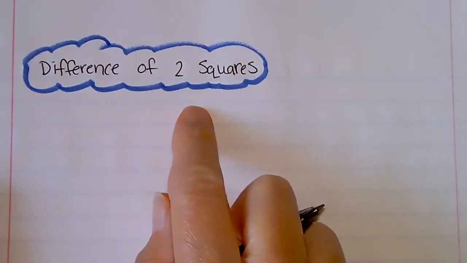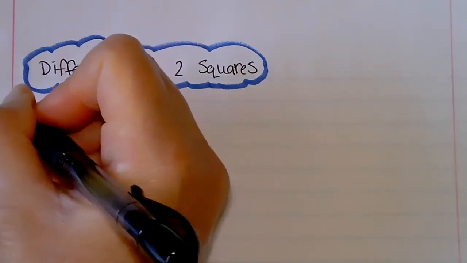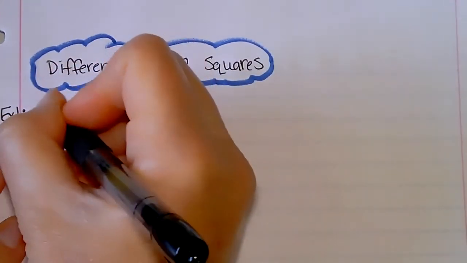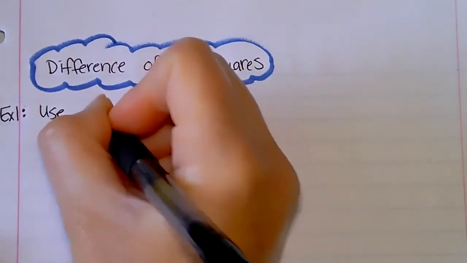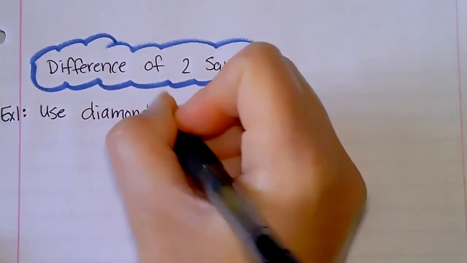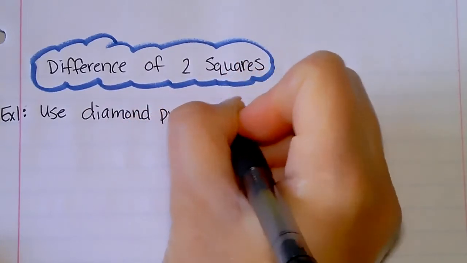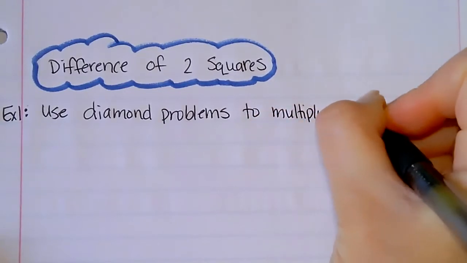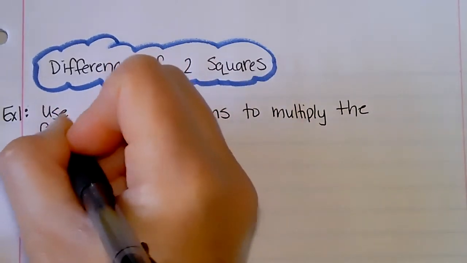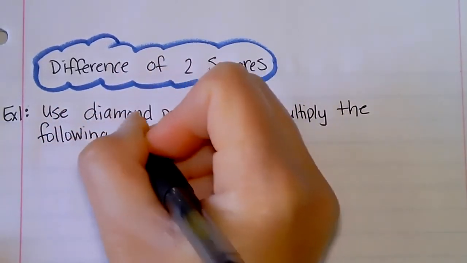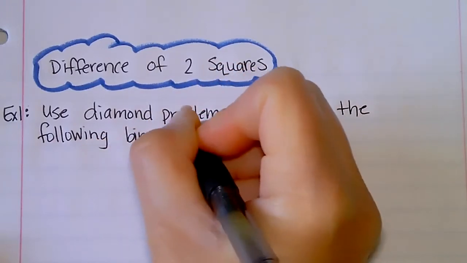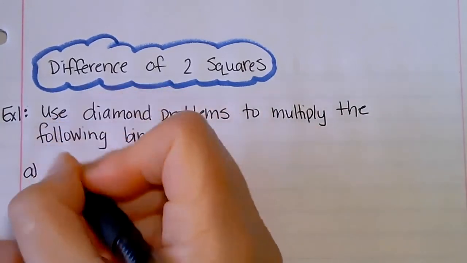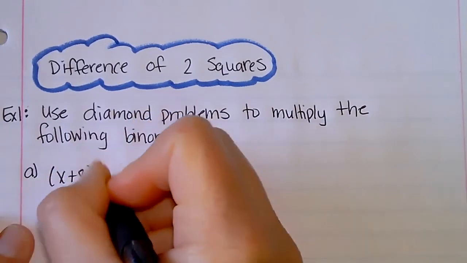Okay, so difference of two squares. Example 1. So we're going to do a little review from the other day, use diamond problems to multiply the following binomials. Okay, so I'm going to go through 3 going across. So the first one, x plus 8, x minus 8.